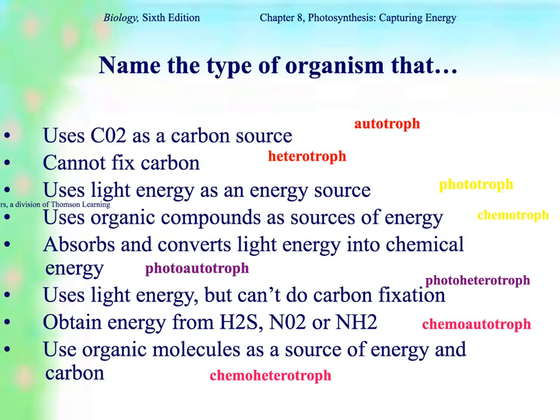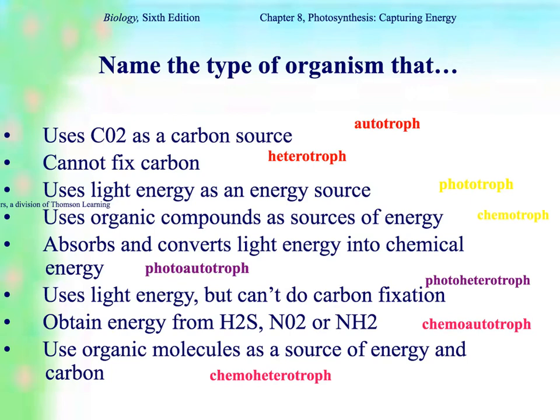Okay, there's a bunch of terminology here. And if you know the prefixes, you should do fairly well. So we already learned autotroph. Those are the ones that use carbon dioxide as a carbon source. And heterotrophs can't do that. Then you have the prefix photo in front of the word. Phototroph would use light. Chemoautotroph would use some type of a chemical or organic compound.